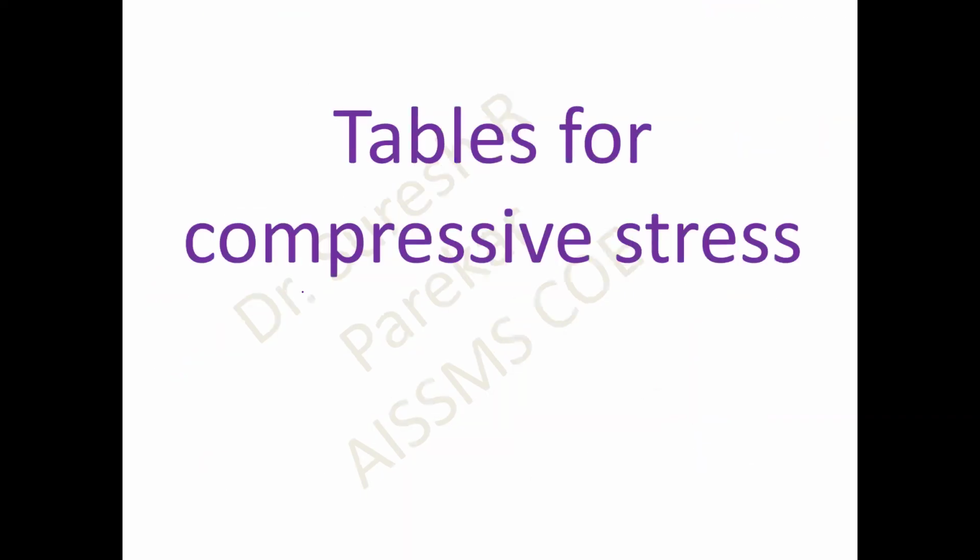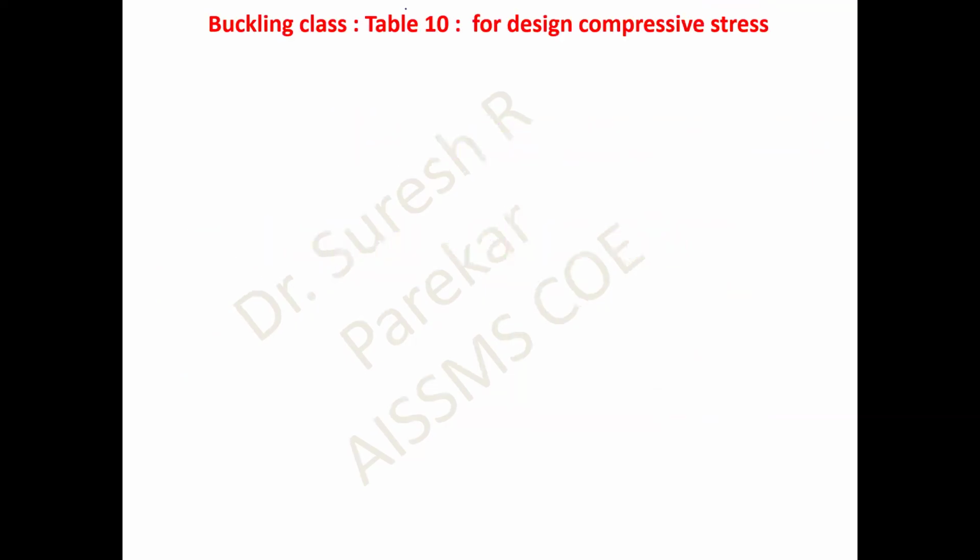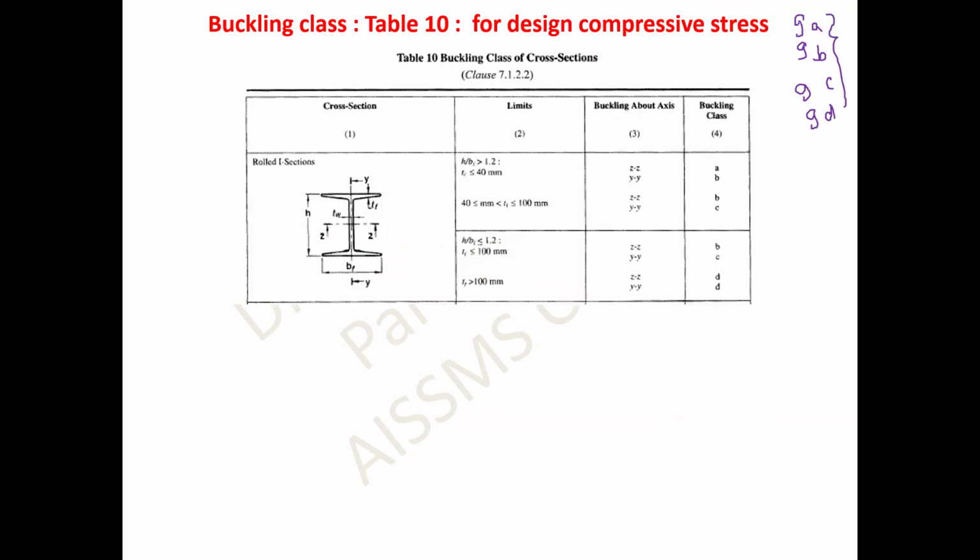Now, once we know the value of this, we have to go for the tables. How will we decide the table to determine design compressive stress? We have four tables given, 9A, 9B, 9C, 9D. These four tables will decide your compressive stress, and this depends on your buckling class, which is given in table 10. For I section, we have two criteria. One, that is H by BF greater than 1.2, and then two thickness criteria. Lower we always have to consider it may be B or it may be C. If H by BF is less than 1.2, it is C or it is D.